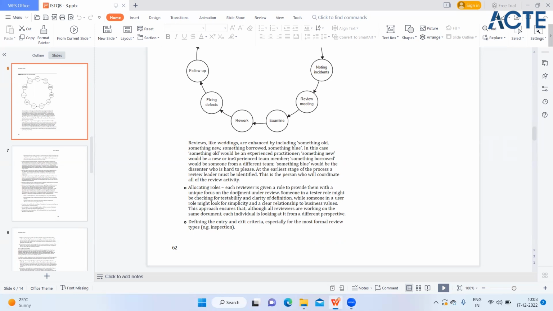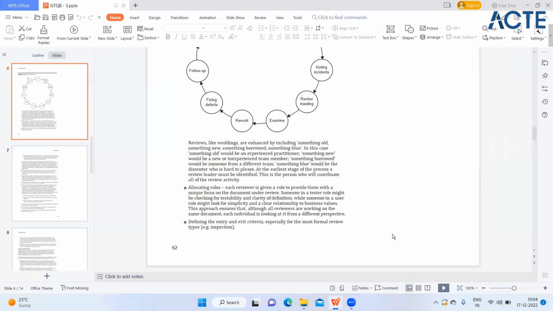Allocating roles. Each reviewer is given a role to provide them with a unique focus on a document under review. Someone in a tester role might be checking for testability and clarity of definition, while someone in a user role might look for simplicity and a clear relationship to business values. This approach ensures that although all reviewers are working on the same document, each individual is looking at it from a different perspective.